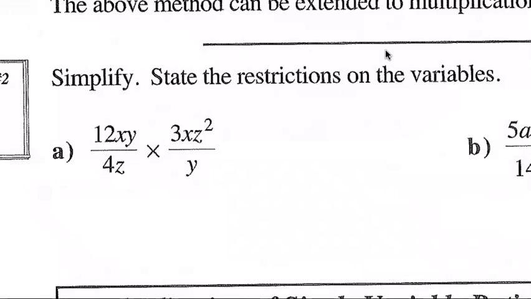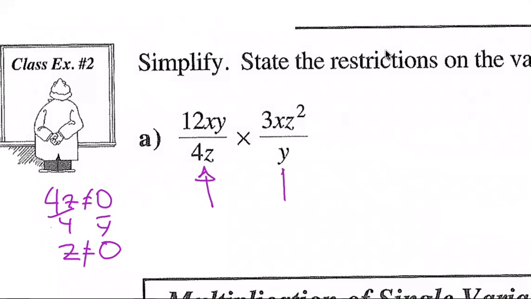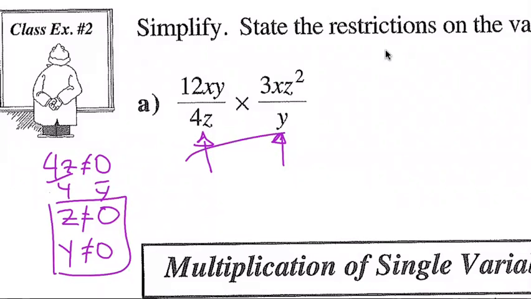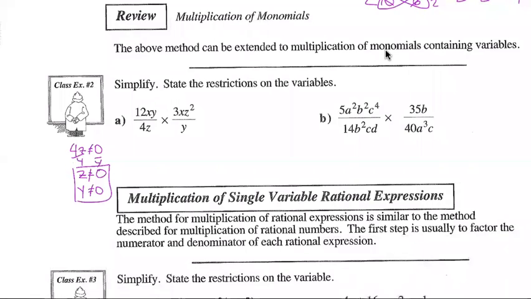So my non-permissible value, if they're monomials, remember, it's probably just going to be 0. So 4z. On the side, I'm going to go 4z cannot equal 0. Divide by 4, divide by 4, z cannot equal 0. So that's one way to find it. Or you can just simply say, well, I know that z cannot equal 0. I know that y cannot equal 0. So there are your non-permissible values, or your restrictions that make the expression undefined, or whatever the other terminology they use.